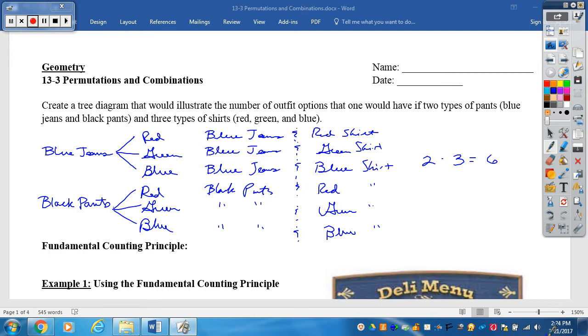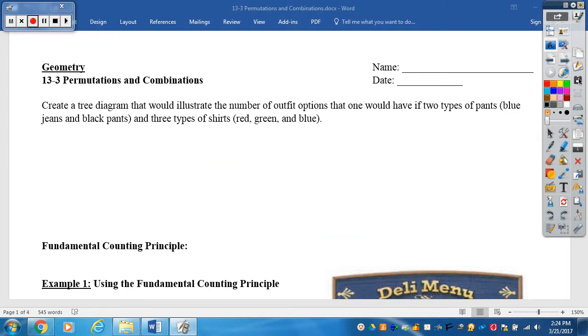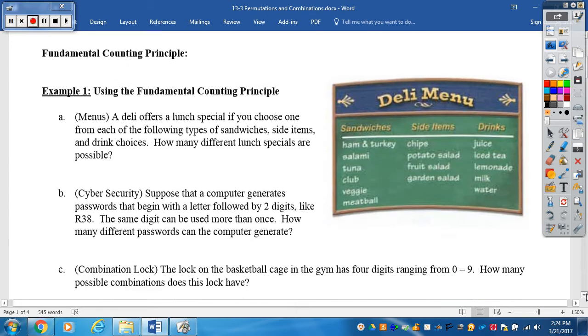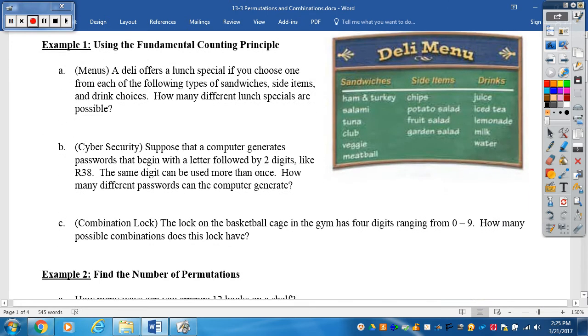As we look at example 1, you can probably work through those problems faster than I can talk through them, and then you can double check yourself. Here's what we have for example 1. A deli offers a lunch special if you choose one from each of the following types: sandwiches, side items, and drink choices. How many different lunch specials are possible?